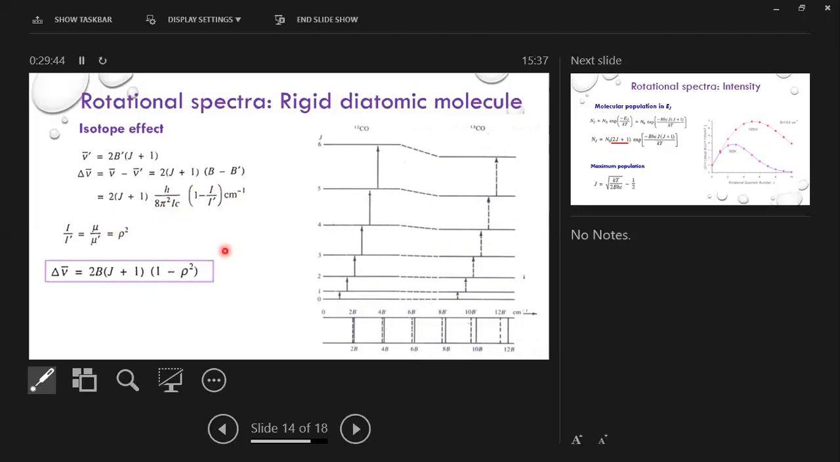So you see, if we change the isotope, here I am showing the result for carbon monoxide, for carbon 12 and carbon 13. As the mass increases, the moment of inertia increases and this B value decreases. So these energy levels will be shifted downwards. So for the new spectrum, the energy bands will be shifted towards lower wave number. That is, it will be shifted like this way. I think I'll show another example later where you can see this observation. Okay.